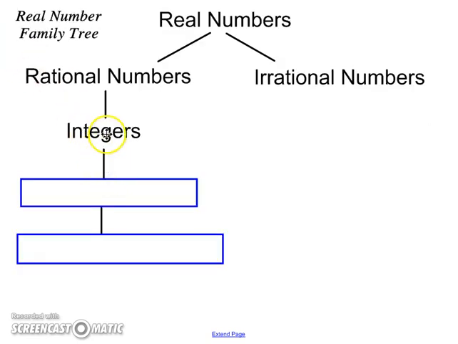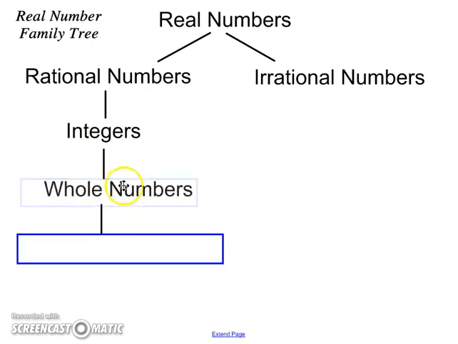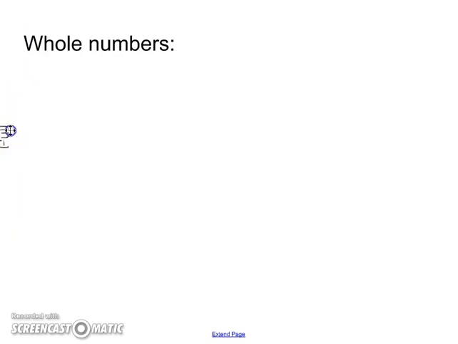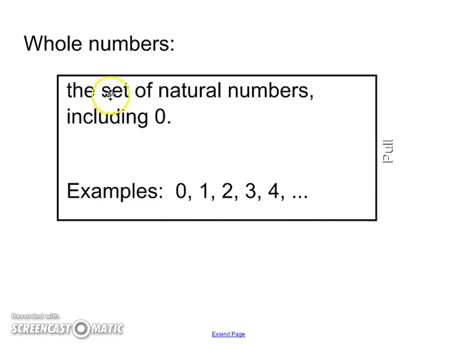And then we move a little further. Under the integers, we have whole numbers. The set of whole numbers is the set of natural numbers, including 0. So you'll notice we've actually taken the integers and we've cut off part of the integer set to make our whole number set. So as we move down that diagram, we're getting more and more specific.